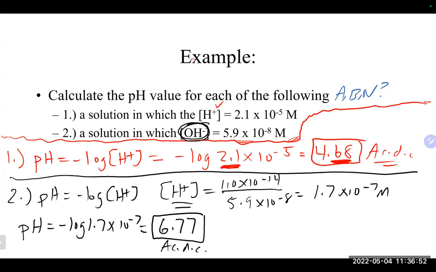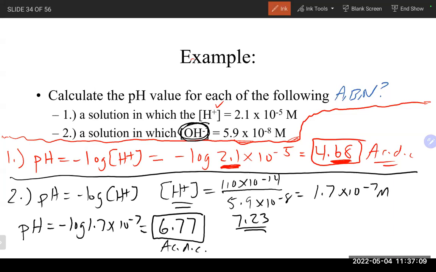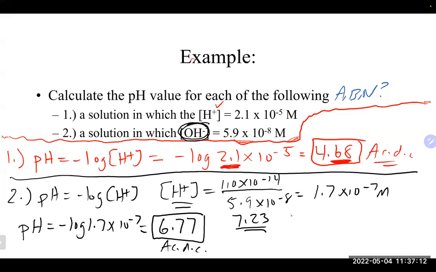Now, if you found yourself with a pH of 7.23 on this problem, you did not calculate the pH, by the way, because you used the OH minus concentration, which is not a bad thing. You're just like a slide or two early. So what you calculated was what is known as the POH. POH is minus the log of the OH minus concentration, and minus the log of 5.9 times 10 to the minus 8 does give you 7.23.